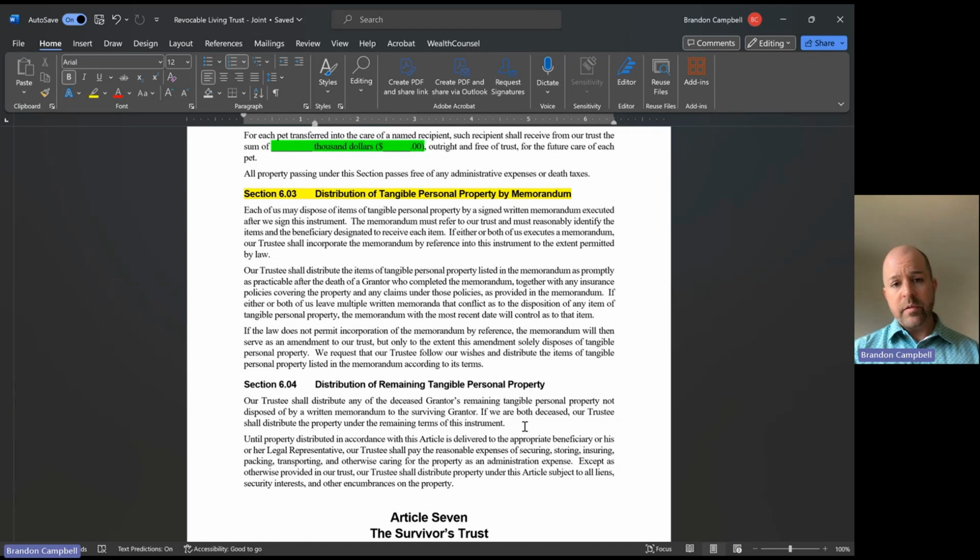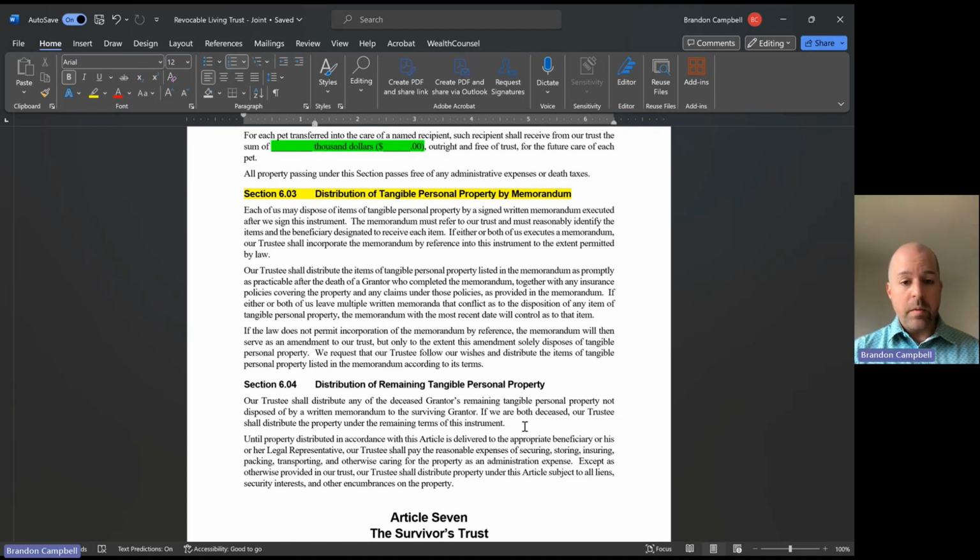So in your trust, the first one, distribution of personal property by memorandum, this is simply identifying if I have made this document, if I have made a memo, trustee, those are my instructions. Take those instructions, carry them out.